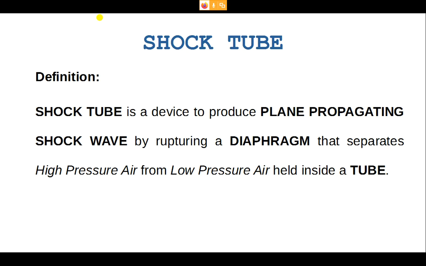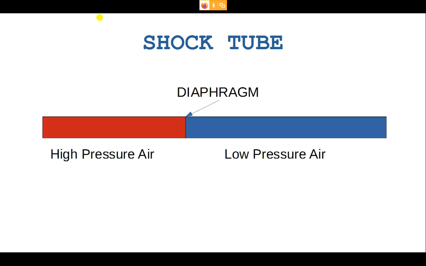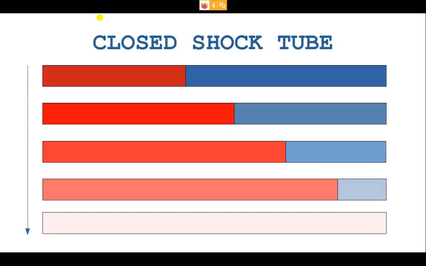With this definition, we will move forward and see what a shock tube looks like. I have shown a typical shock tube here as a schematic. What you see on the left in red is the high pressure air. I will follow this color code: high pressure air in red, and low pressure air in blue, with a diaphragm in between. So this is a typical shock tube. What happens when you have this kind of shock tube and you move the diaphragm? Let us move to the next slide.